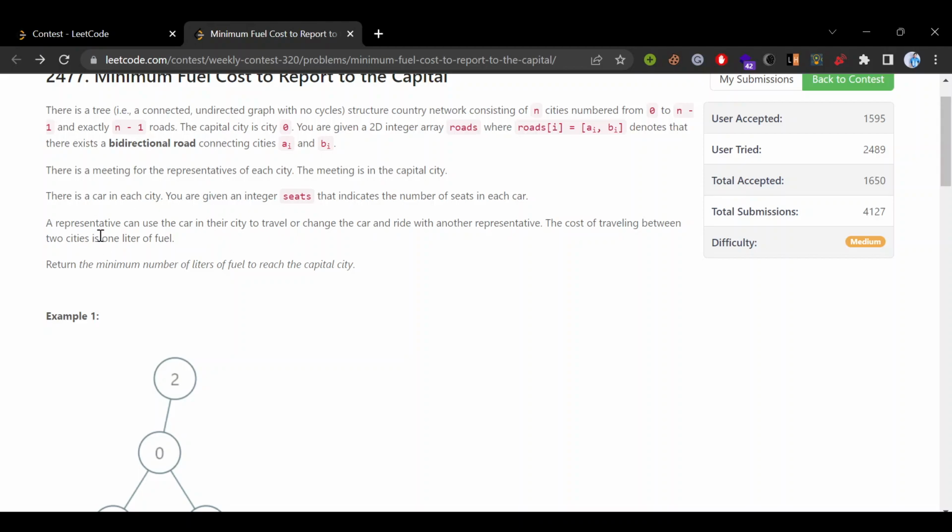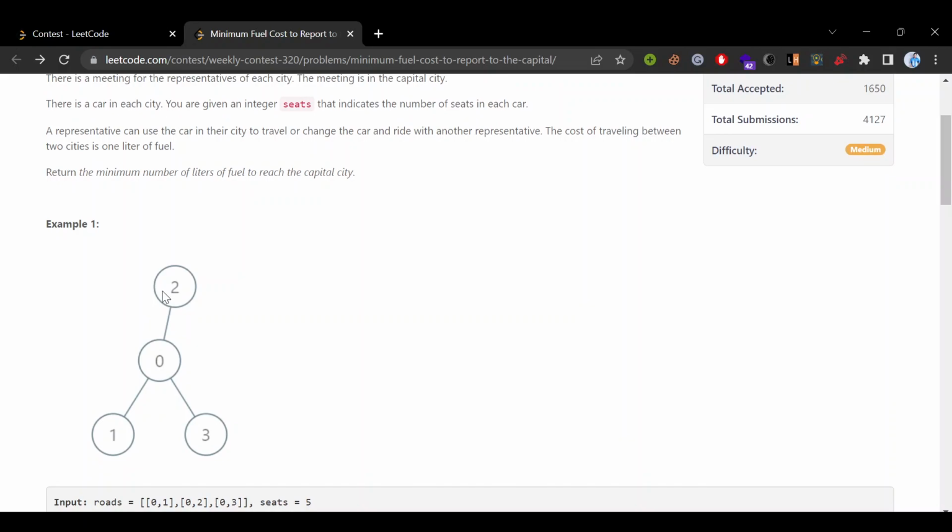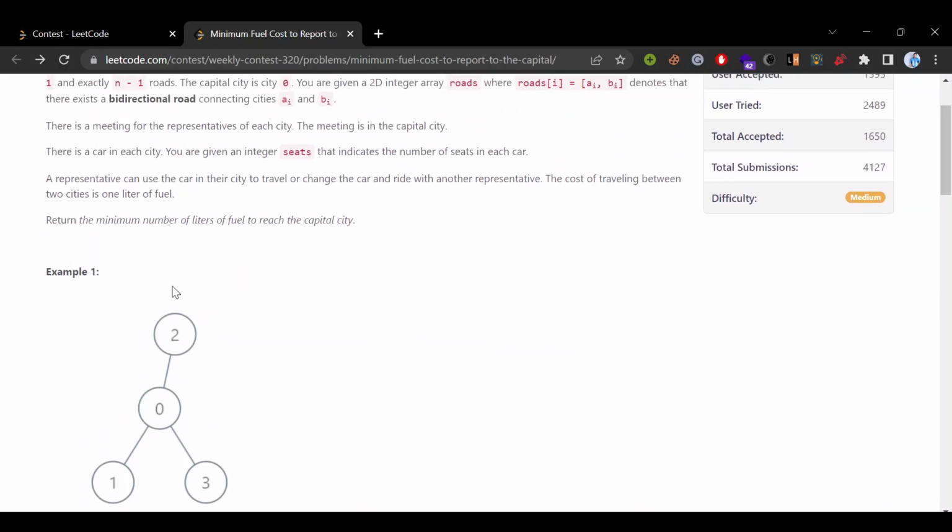A representative can use their car, the same thing that I have told you. The cost of traveling between two cities is 1 liter of fuel, which means that every edge has a value equal to 1. Now return the minimum number of liters of fuel to reach the capital city.